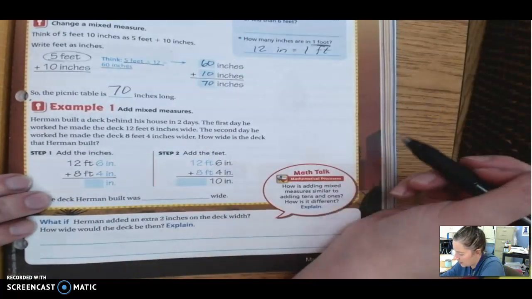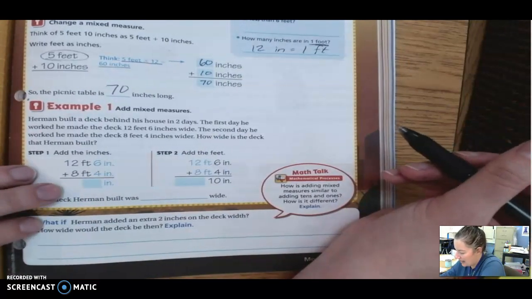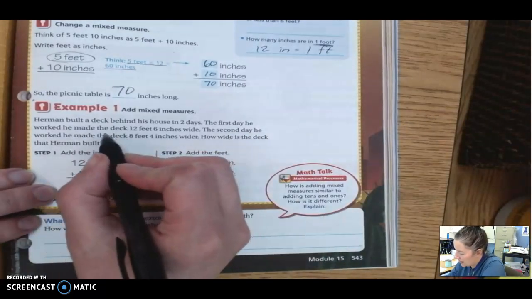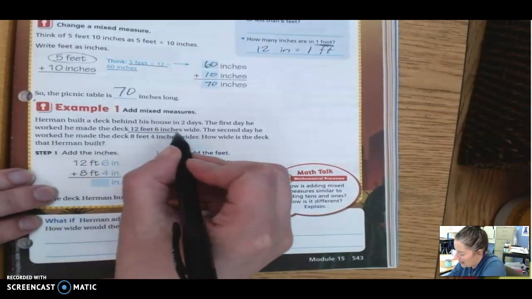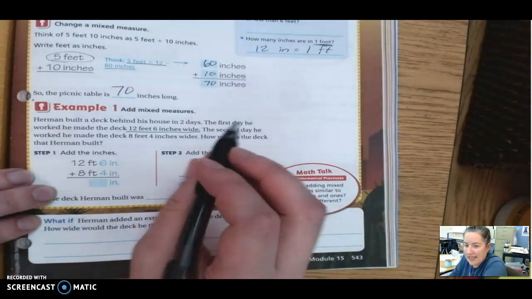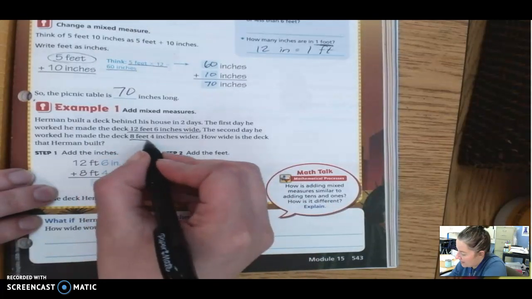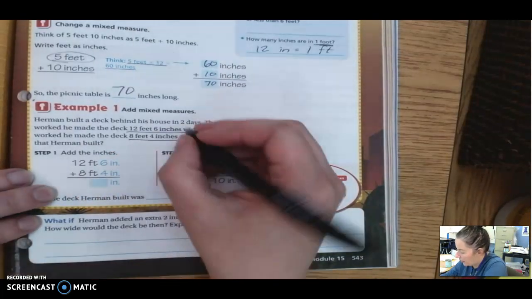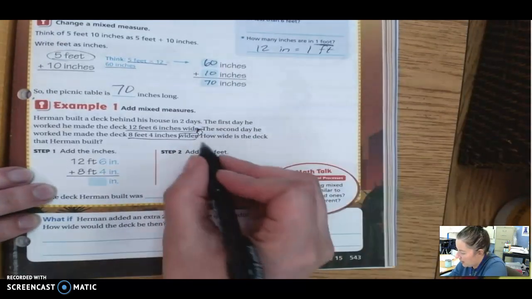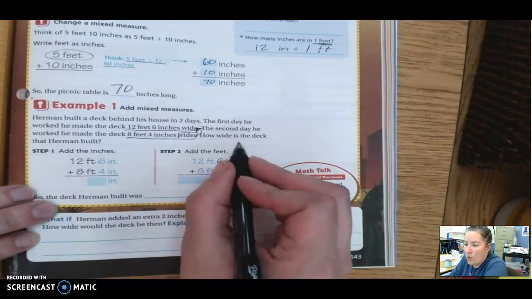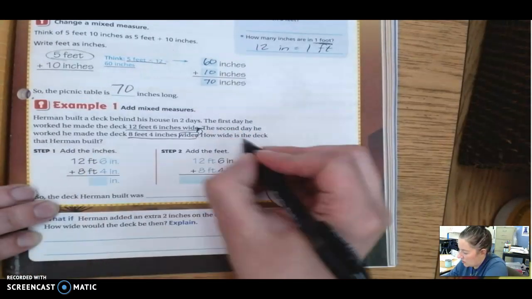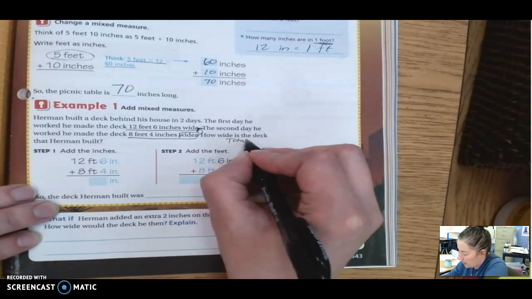All right, let's take a look at this one. Herman built a deck behind his house in 2 days. The first day he worked, he made the deck 12 feet and 6 inches wide. The second day he worked, he made the deck 8 feet and 4 inches wider. So he added on to what he already had. The question is asking, how wide is the deck that Herman built? So how wide is it total? We're wanting our total here.